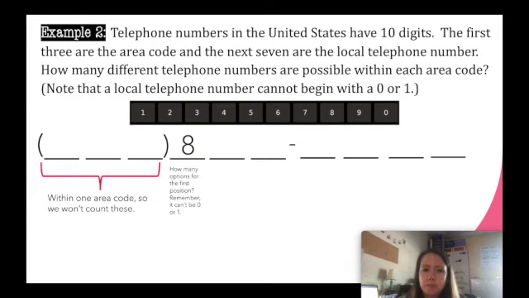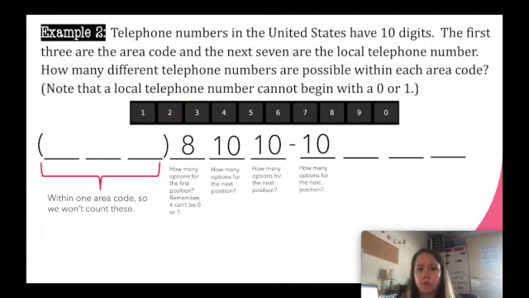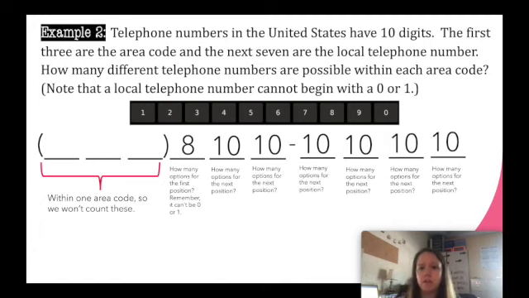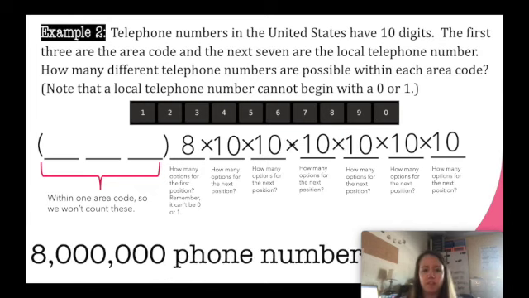Okay, think about the next position. I can choose any of the numbers because my only stipulation was that the very first number cannot begin with a 0 or a 1. So I have all 10 numbers. I get to use those numbers over and over again, so each one is 10. Keep on going, because again, I can repeat numbers. Like if my number is 111, 1111, according to the stipulations in this example, that is an okay phone number to have. We of course multiply all that together to get 8 million different phone numbers.